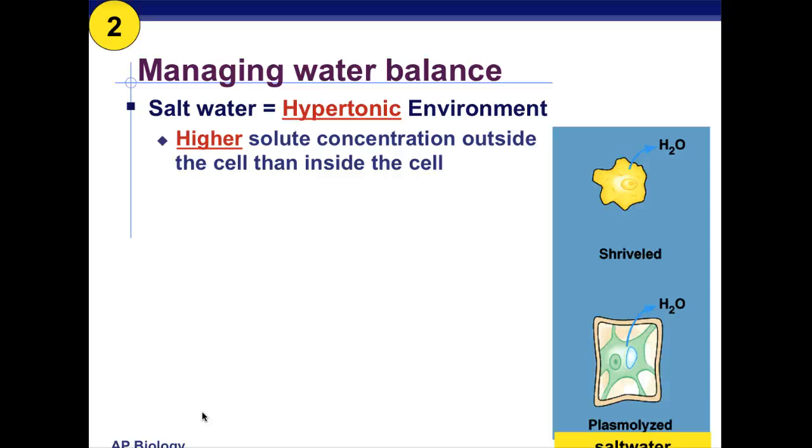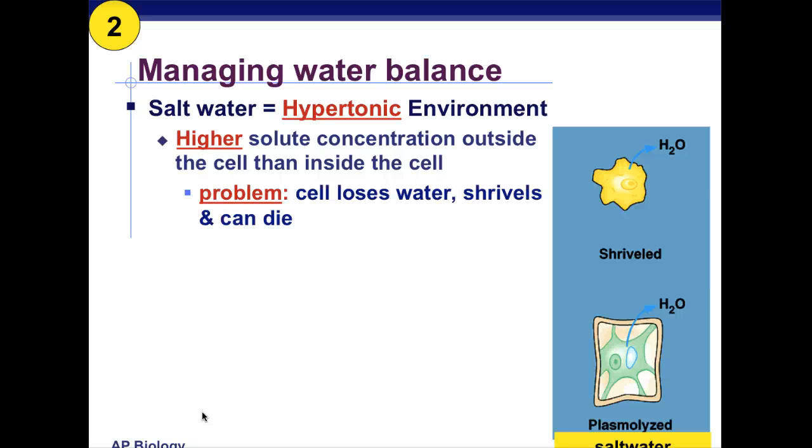So if a cell is in salt water, the environment is actually going to be hypertonic to the inside of the cell, meaning that the environment surrounding the cell is going to be higher in solute concentration than the solute concentration inside of the cell. The problem with this is that the cells lose water, shrivel up, and in some cases it can cause the cell to die. An example are shellfish.